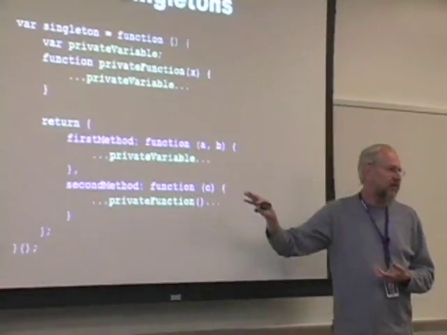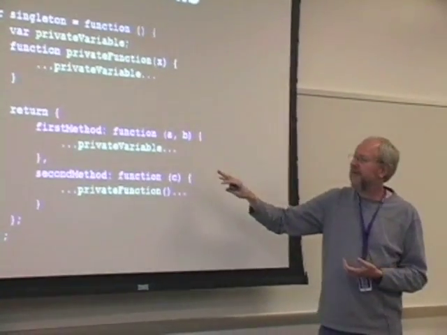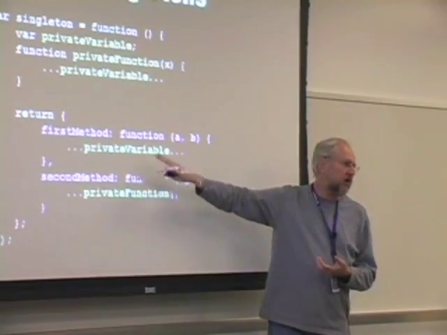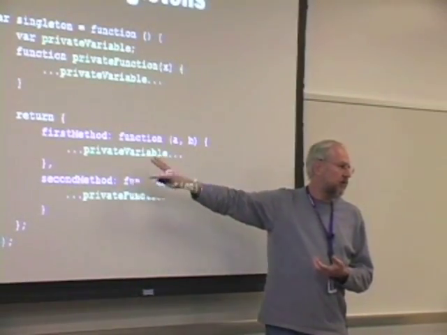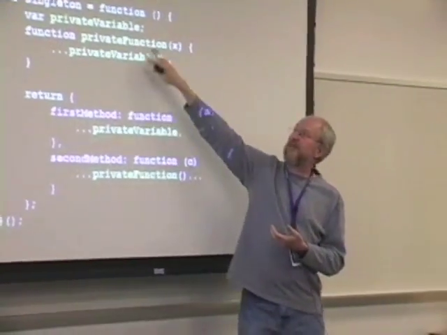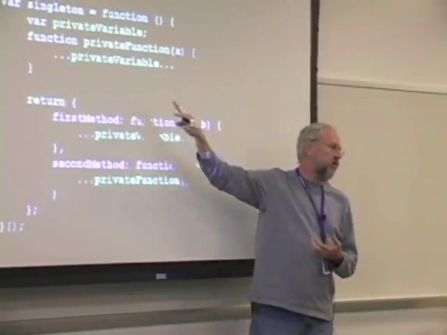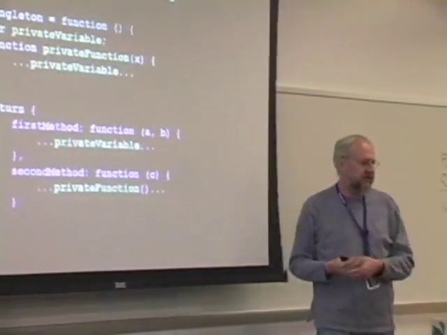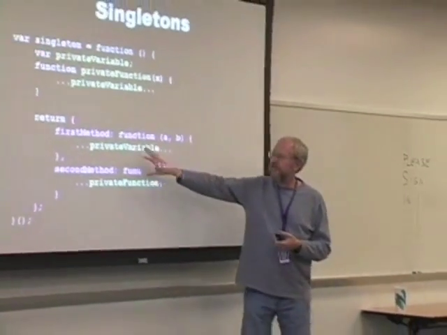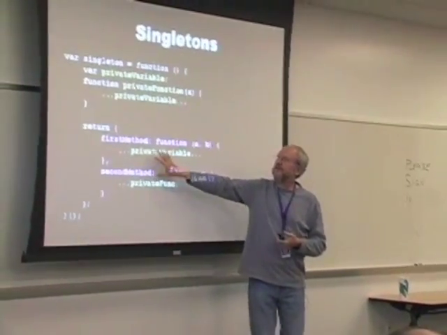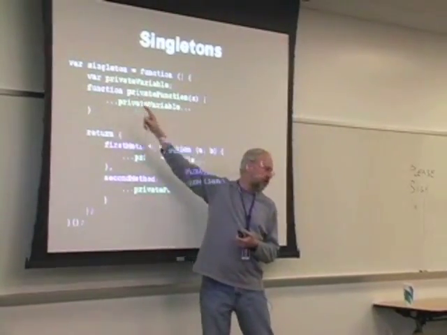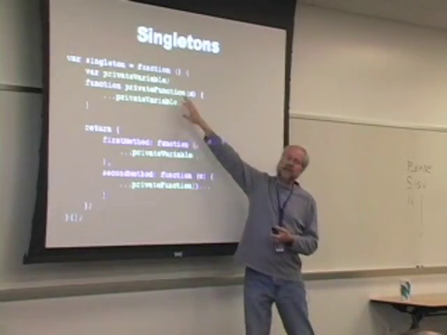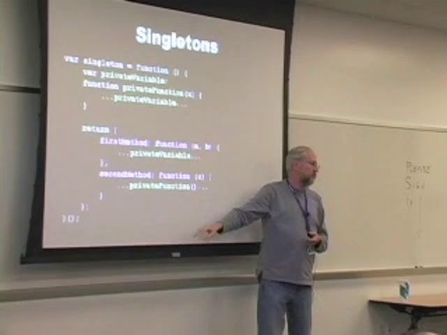Okay. And because of the principle of closure, these functions will continue to have access to this private stuff, basically the members of their parent function, which is this one, after the parent function has returned, after the invocation is finished. So as long as these functions survive, which they will, stored as an object in the singleton variable, their binding to these variables will survive.